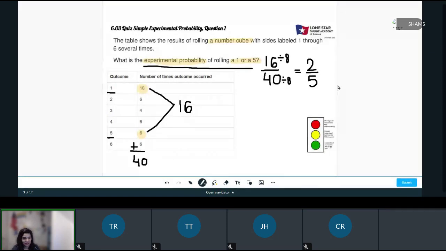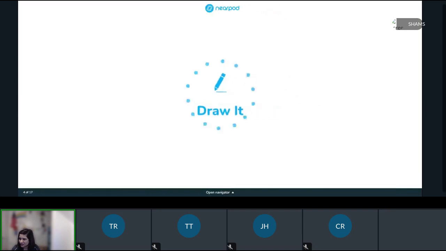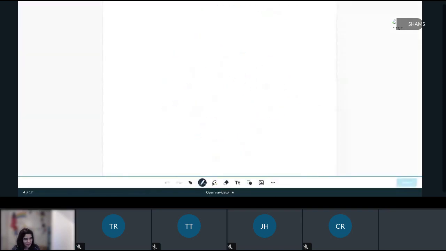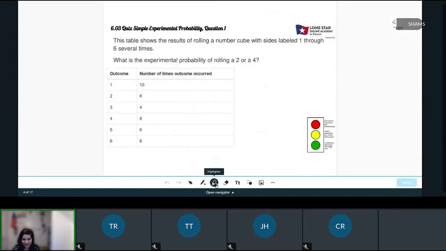Okay, let's try another one. Question 1, in fact, throughout the quiz, all questions are very similar. They are not really challenging. They just follow the same pattern. They're all experimental probability, they're doing some kind of experiment. Now again, this table shows the result of rolling a number cube with sides labeled 1 through 6 several times. What is the experimental probability of rolling a 2 or a 4?